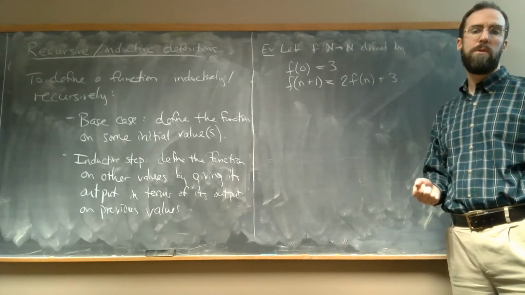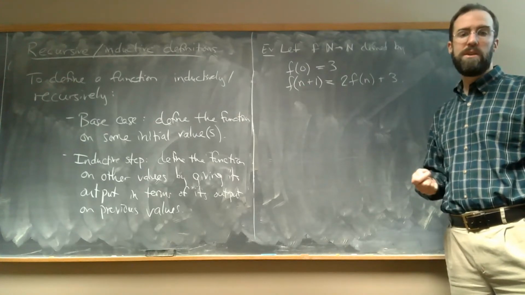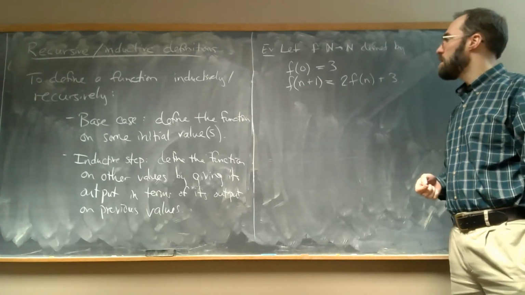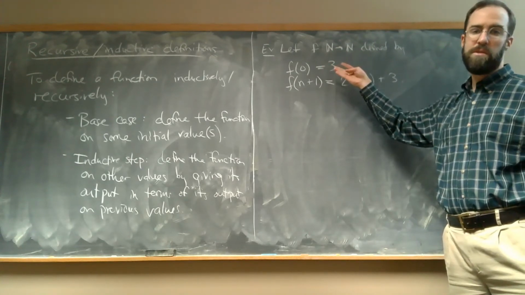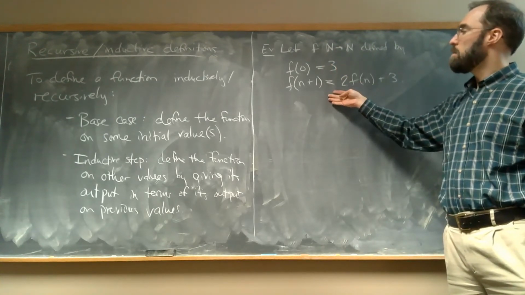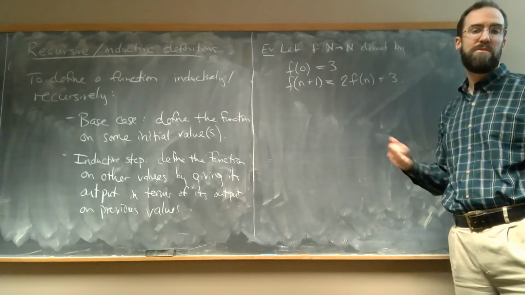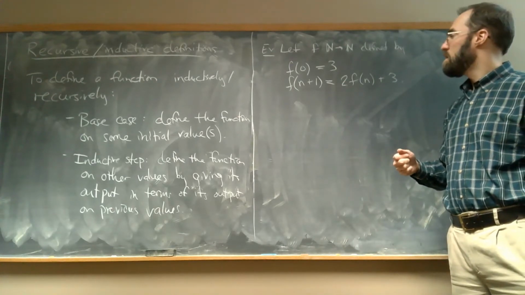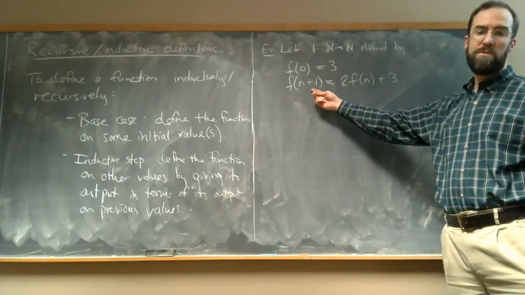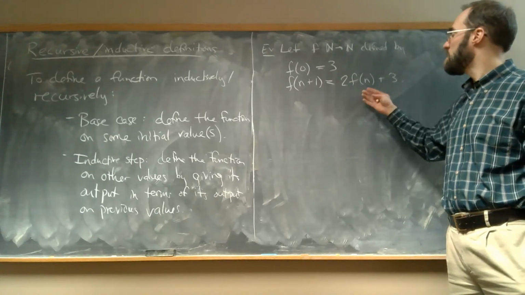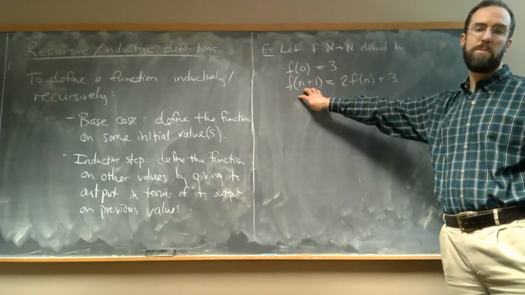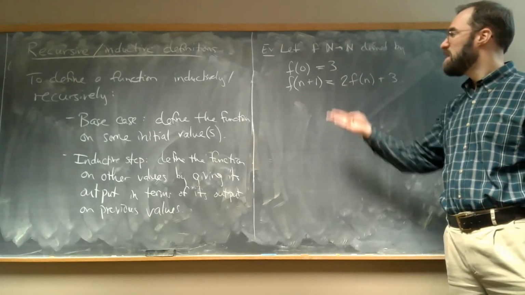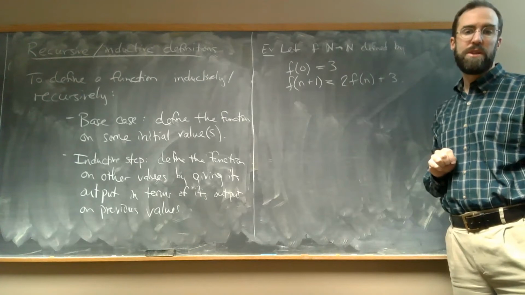Why is that, or how would we argue that? Using induction, of course. So in the base case, obviously the function is defined for 0. And in the inductive step, we would say, well, suppose that the function is defined for n, then it's defined for n plus 1, because here it is, assuming it's defined for n, this formula says how to define it for n plus 1. Therefore, by induction, this function is defined on all natural numbers.